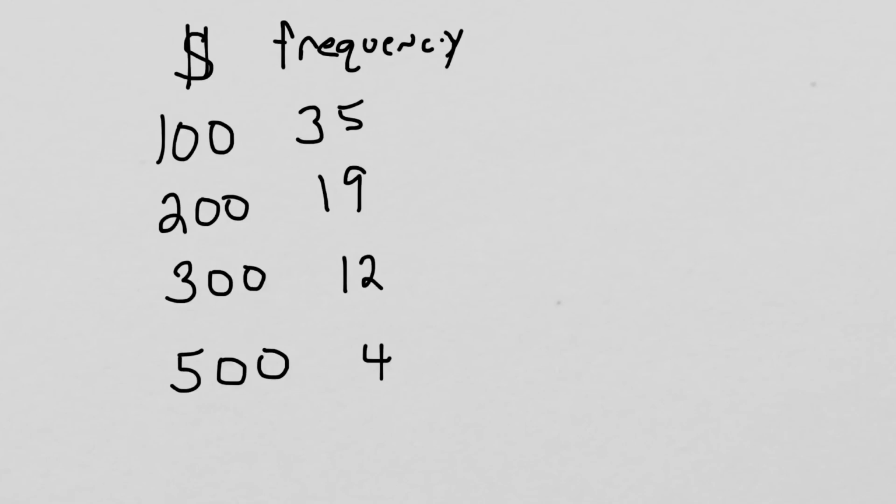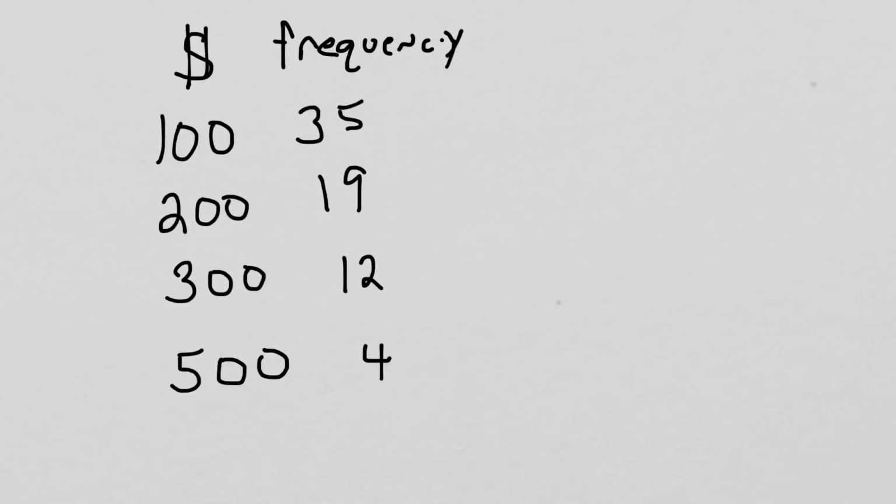All right, here's a frequency chart on a company that's paying out bonuses. They pay out for performance or merit. They're paying out 100, 200, 300, or $500. This frequency chart just tells you that they paid out 35 $100 bonuses. They paid out 19 $200 bonuses. They paid out 12 $300 bonuses, 4 $500 bonuses. The question we want to know is, what is the average bonus, the mean of the bonuses. Mean and average, same thing.